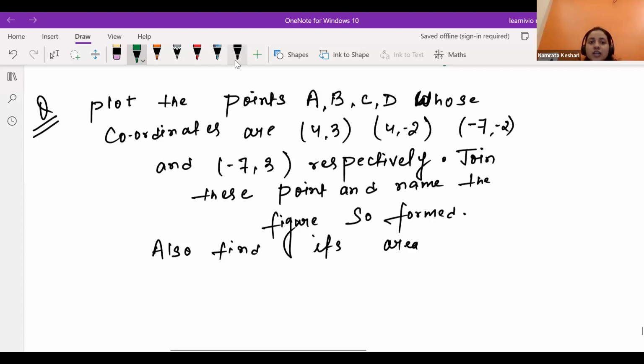Okay, let's check. Are we going to get a trapezium or what? I'm just locating the points roughly on the coordinate plane. For (4, 3): whenever we have to locate any point, even if you understand it very well, you should pronounce it like this: x is 4, y is 3. So somewhere here, x is 4 and y is 1, 2, 3. Then x is 4, y is minus 2. Okay, somewhere here.